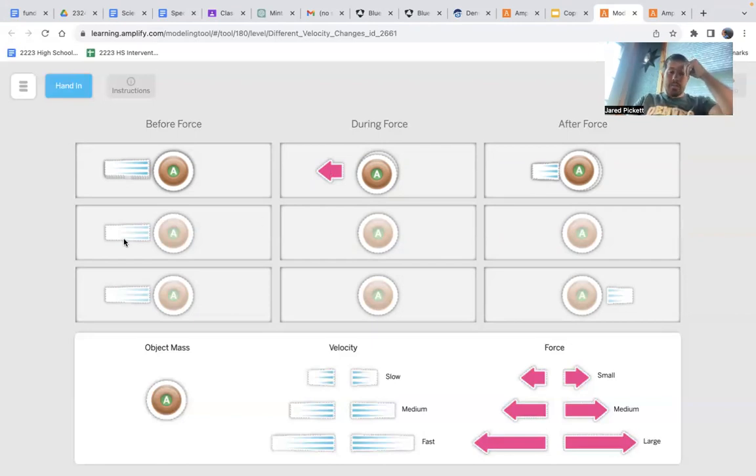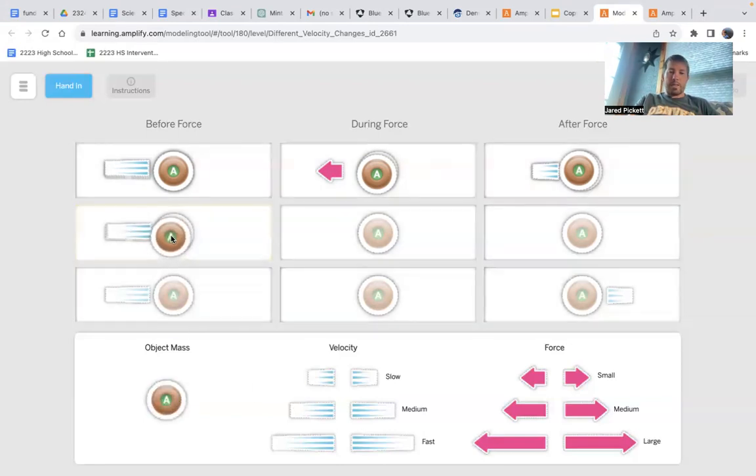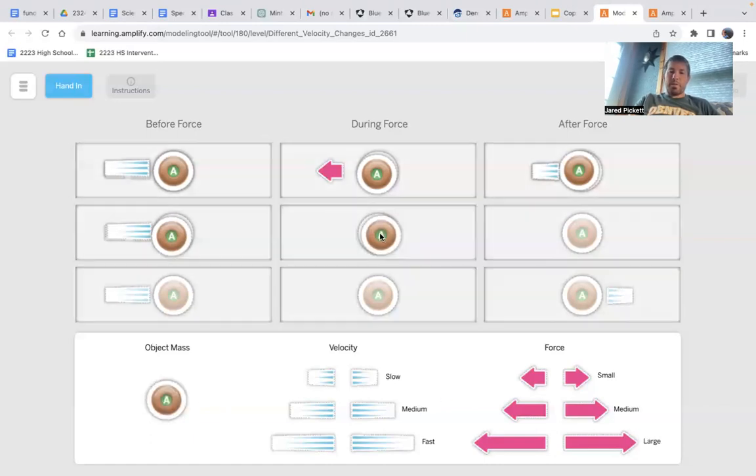Now, when I look at the next one, I have an object that is traveling at a medium velocity to the right. Some force it encounters, and then it looks like it comes to a stop. And again, in order to make it come to a stop, I have to have a force that is opposing its current motion. And if a small force caused it to slow down a little bit, maybe a medium force is going to cause it to come to a stop.